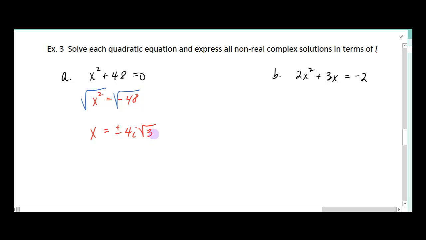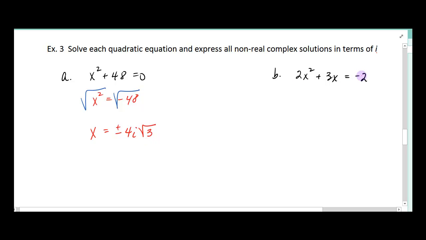Now to recap, let me just make sure that I can get back to 48. If I take 4 squared, which is 16, times 3, that's 48. So I simplified the radical, correct? I pulled the i out because of the negative under there, and since I'm taking a square root, I have to allow for both the positive and negative solutions. So that's how we would do that.